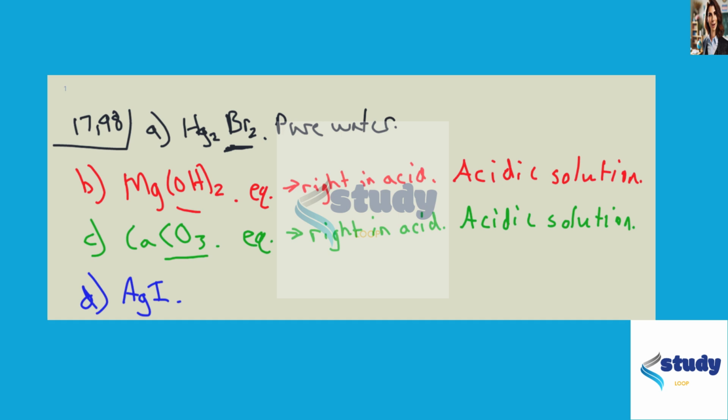For part D, we have silver iodide, and for similar reasons as part A, our conjugate base, if you will, is I minus, and that will not be consumed by the acid. So we don't see any additional effect from adding the acid, so pure water should provide better solubility.